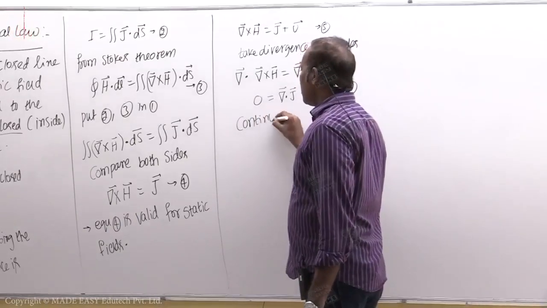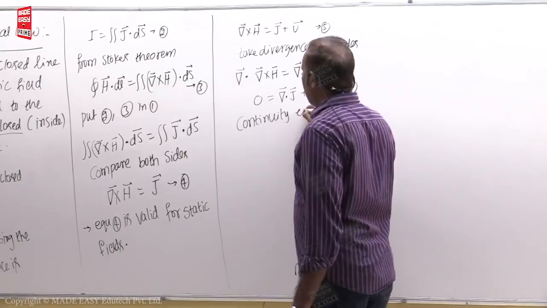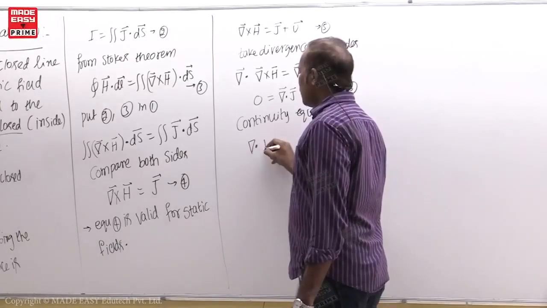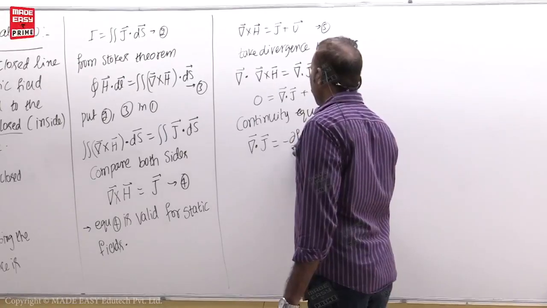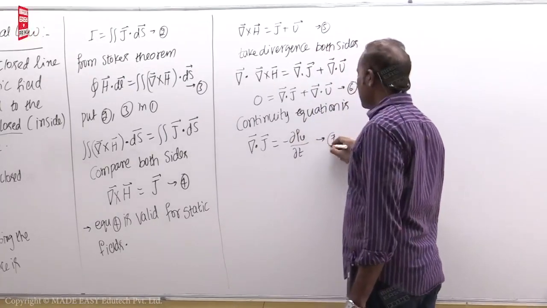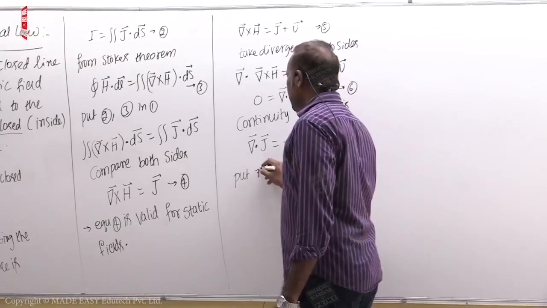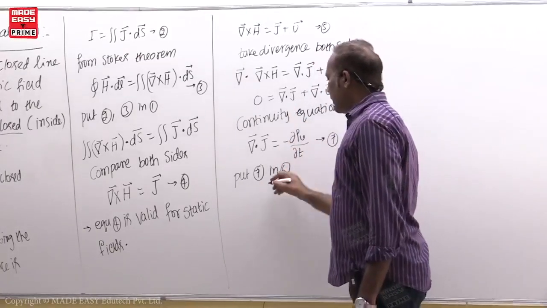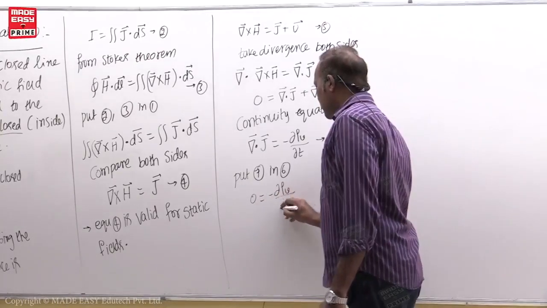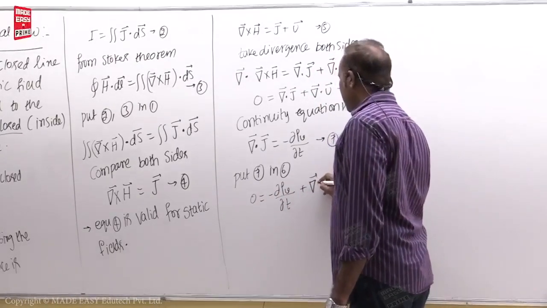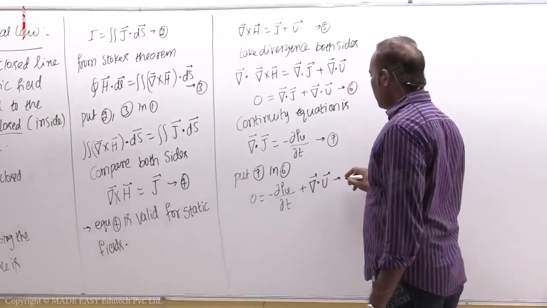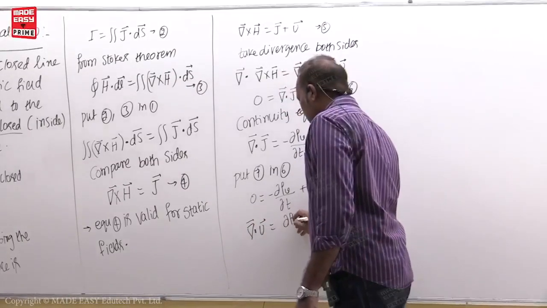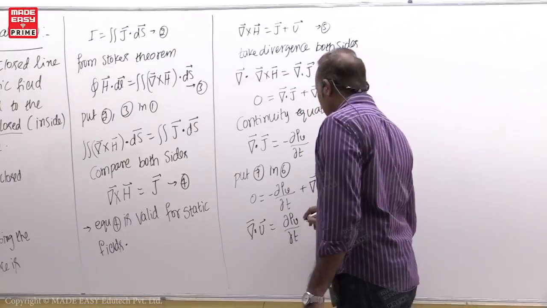Continuity equation is divergence of j bar is equal to minus of dou rho v by dou t. So this one is equation 7. Now put equation 7 in equation 6. In place of divergence of j, you can write this one. 0 is equal to minus dou rho v by dou t plus divergence of this unknown vector. So you can send this side. So divergence of unknown vector is equal to dou rho v by dou t. So this is equation number 8.